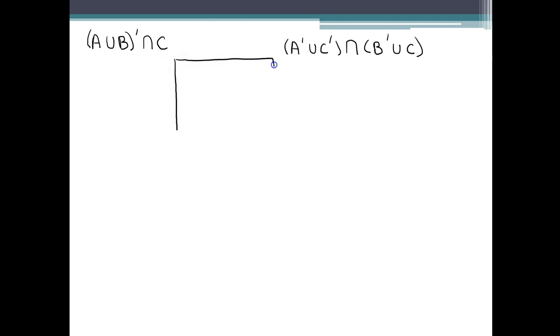Alright, we got parentheses, A union B complement, intersects C. That's the first statement. And the second statement we have parentheses, A complement, union C complement, close parentheses, intersection, parentheses, B complement, union C, close parentheses. Since we're dealing with A, B, and C, let's go ahead and draw the 3 circles and label out our regions so that we can have this little reference to help us.